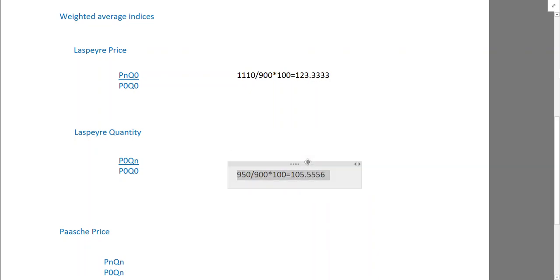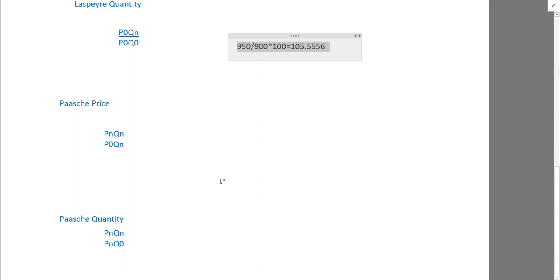So quantity index looks at the change in quantity, comparing it to price, and price index looks at the change in price in relation to the change in quantity, weighting it with the quantity. So in quantity index, we keep the price the same, we only focus on the change in quantity. In price index, we keep the quantity the same, we look at only the change in price.